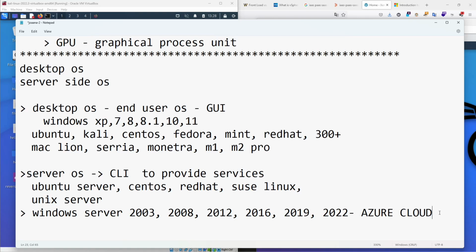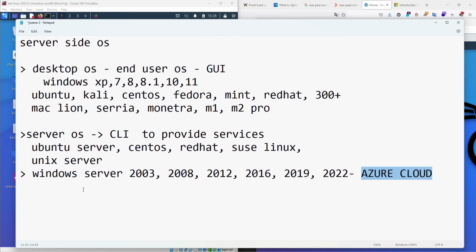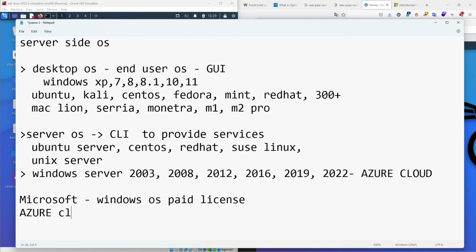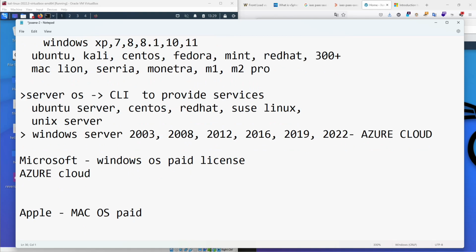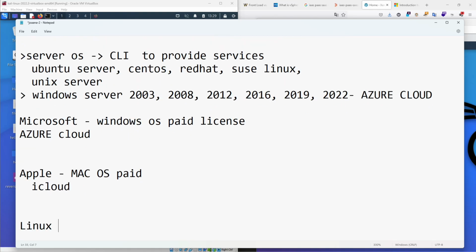Windows and Linux both. Azure also works on the Linux platform, but Windows Server is actually a product of Microsoft. Microsoft has its own dedicated Windows operating system, which is a paid license. Then they introduced Azure Cloud, which is another product they have. Something like that, we have Apple. Apple has its own Mac operating system, which is a paid one, and they have iCloud, so they have their own cloud option. While Linux is open source, it is free to use.